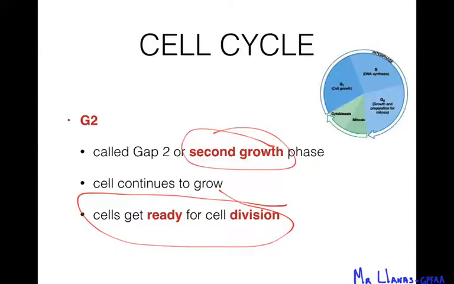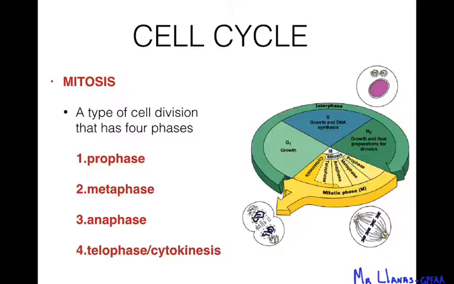G1, remember, interphase is divided into three parts. G1, which is the major area of growth in the cell, and then S phase, where DNA replicates, and then G2, where the cell grows some more and gets ready to divide. So that's interphase. Now, mitosis, which is the second part of the cell cycle, is where the cell actually divides, and it has 4 phases.